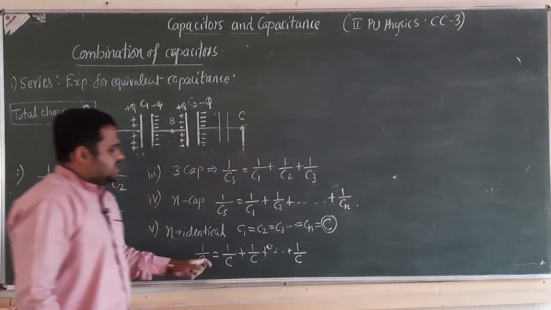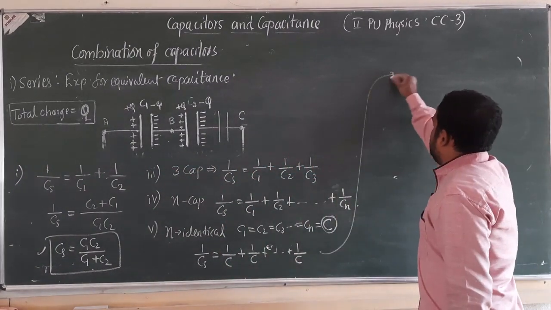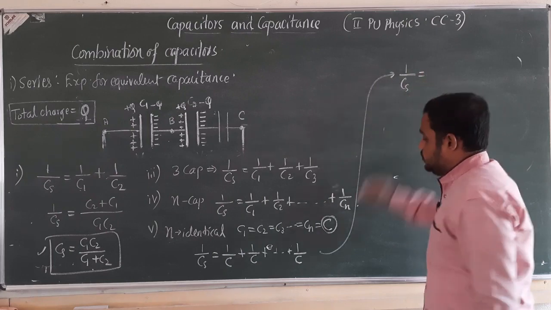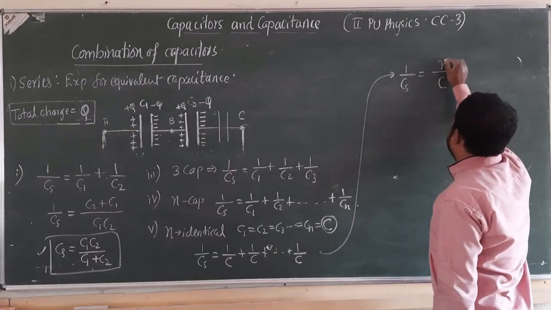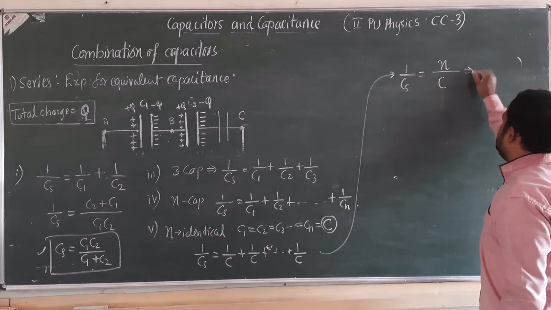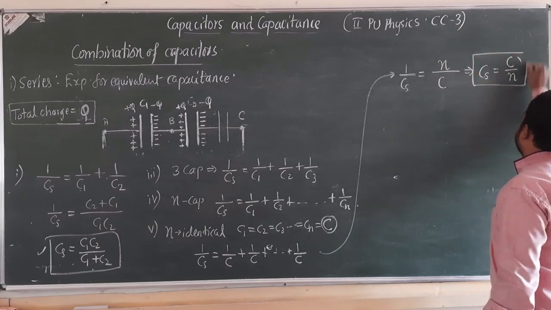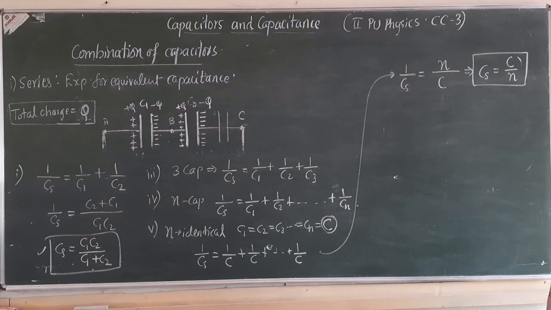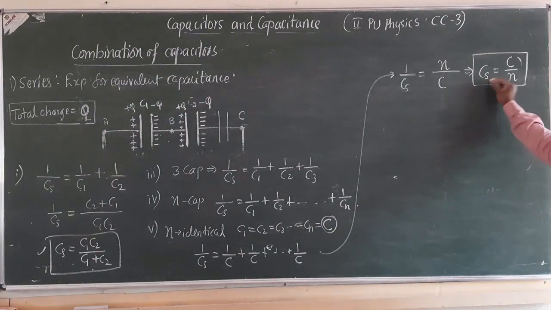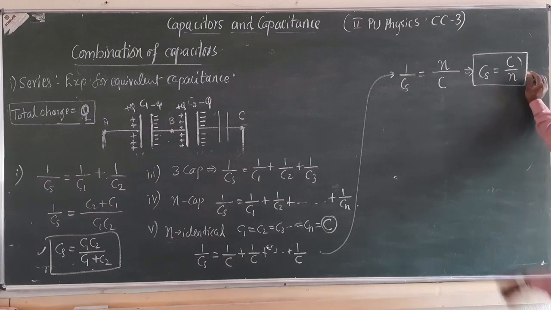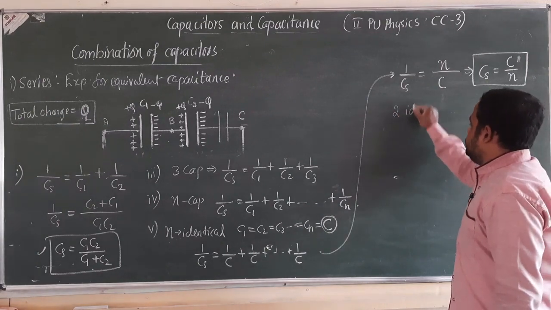N times. So, n times 1 by C, that means 1 by Cs is equal to, C is the common denominator, and there are n terms, therefore it is n divided by C, which means Cs is equal to C divided by n. Important formula from the point of view of competitive exam. When n identical capacitors are connected in series, effective capacitance is given by Cs is equal to C divided by n.